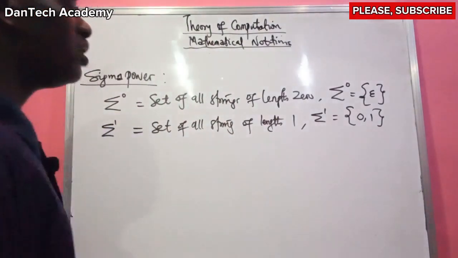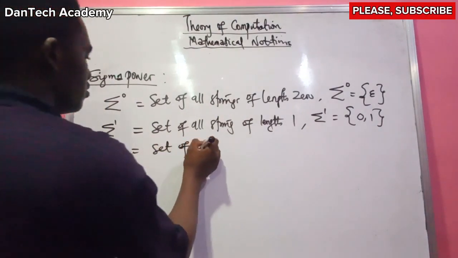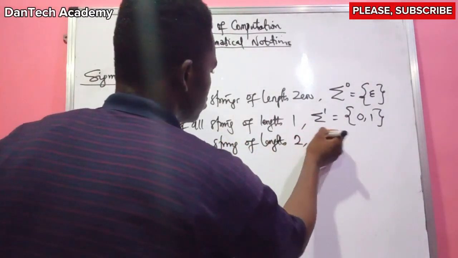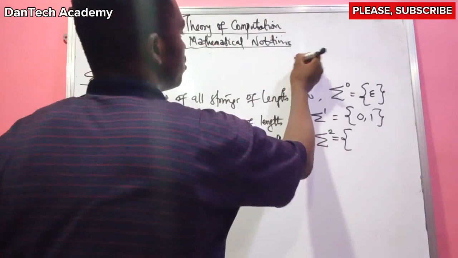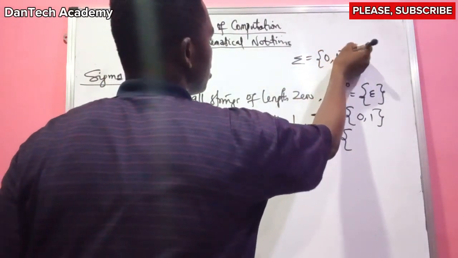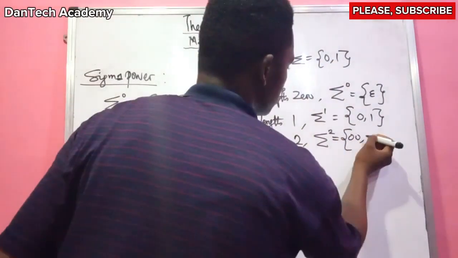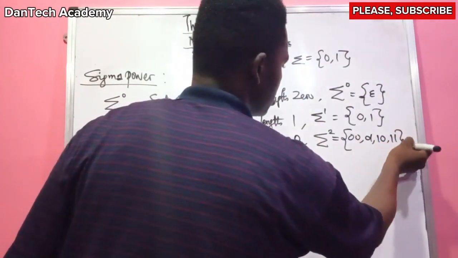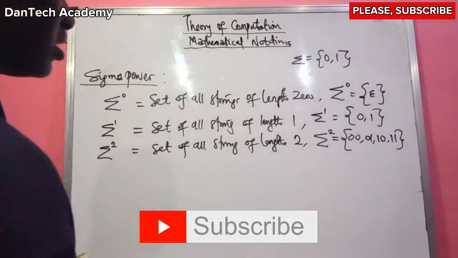So it's either we use 1 or we use 0. That's why it is sigma power 1. Now if we have sigma power 2, that is the set of all strings of length 2. Normally, with this alphabet, we could have 0 0, 0 1, 1 0, and 1 1. So this is sigma power 2. It's binary.